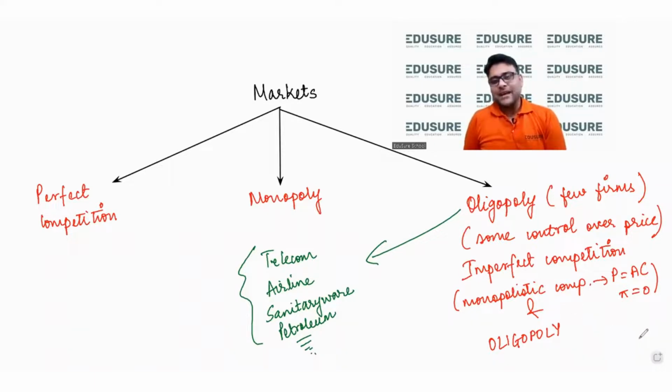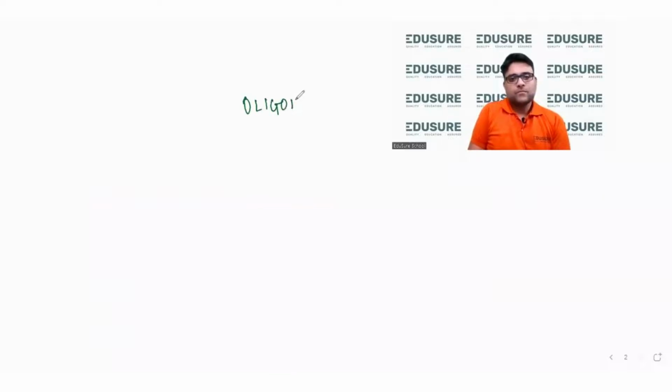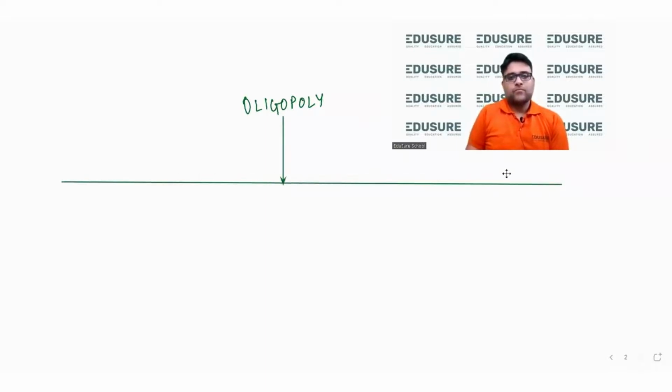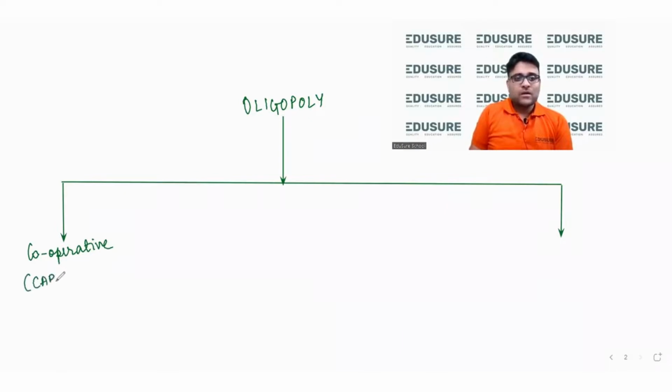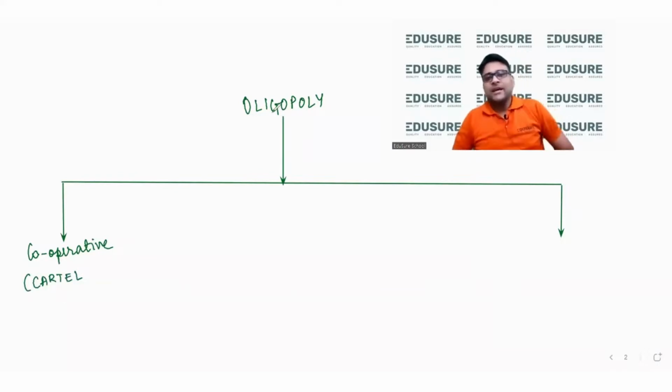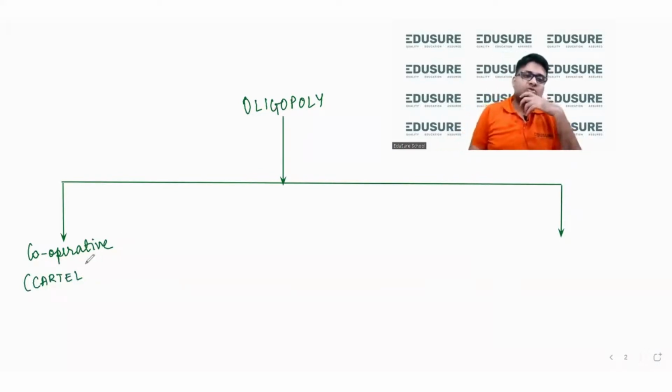Now, oligopoly itself is a market form which is characterized by few firms. Under oligopoly, there can again be two subdivisions. The two subdivisions are as follows. One is cooperative oligopoly. That is, the few firms are cooperating with each other. This is the case where I have a cartel, or all the firms in the oligopoly collude and work as a single firm. So it is the case where there is no rivalry and all the firms together behave as one large monopolist.